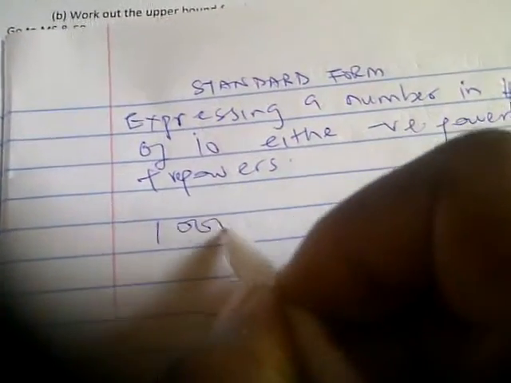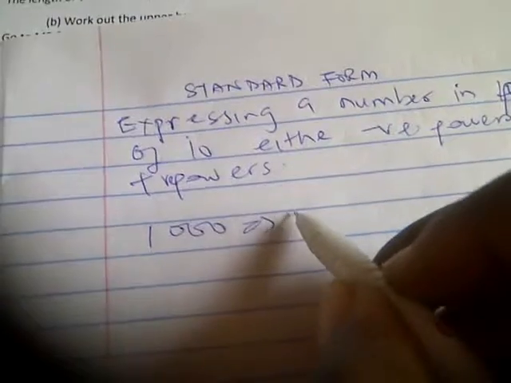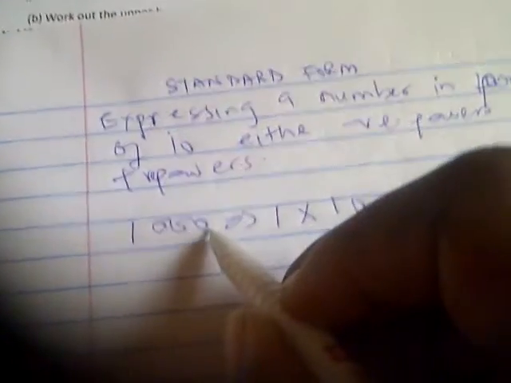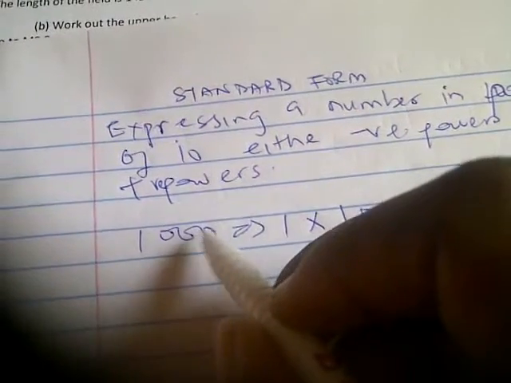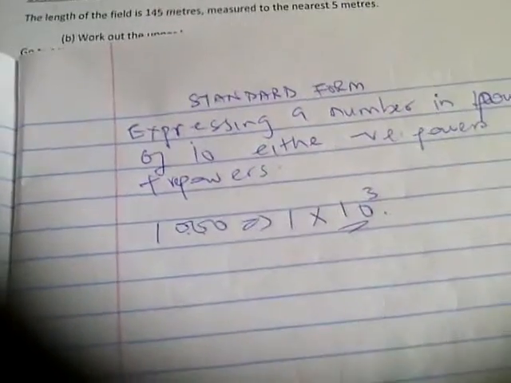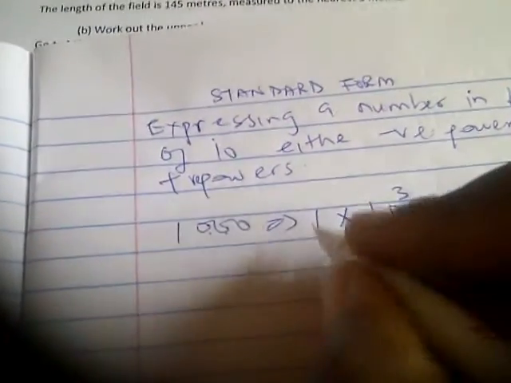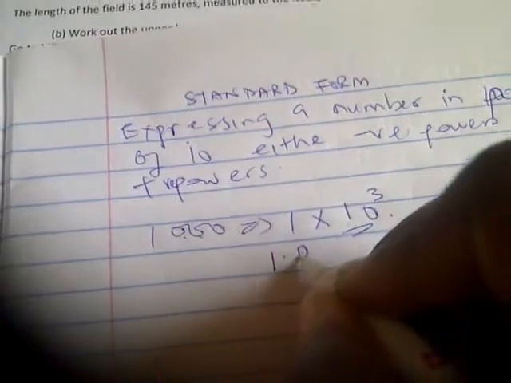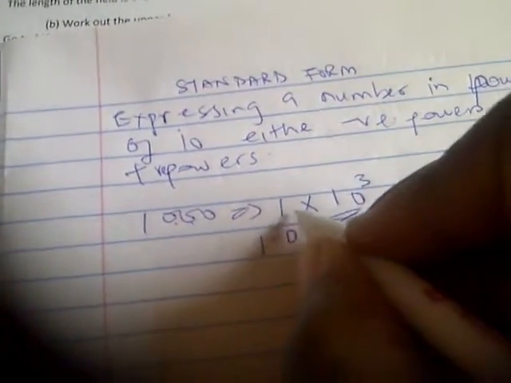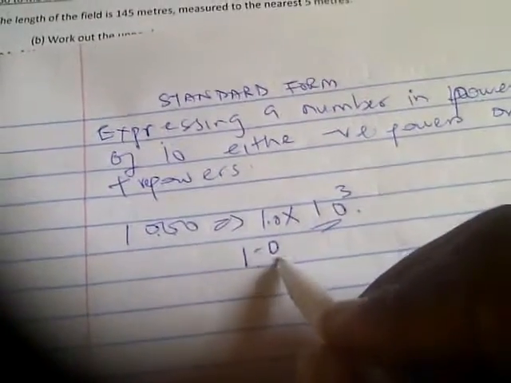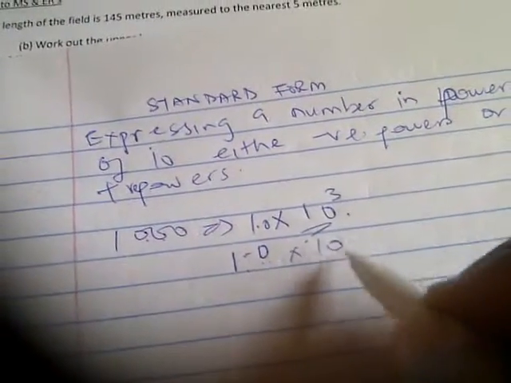Okay, for example, when you express 1000 in standard form, it's going to be 1 times 10 raised to a power. How many zeros are there? 1, 2, 3. 10 raised to power 3. Okay, that's standard form. Standard form always comes in this format: 1 point something. You know, 1.0 is the same thing as 1. That's why I didn't put 0 here. 1 point something times 10 raised to a power.